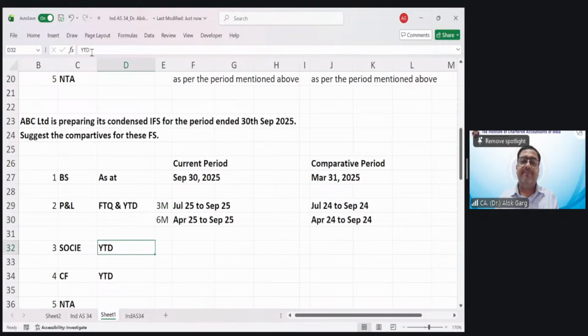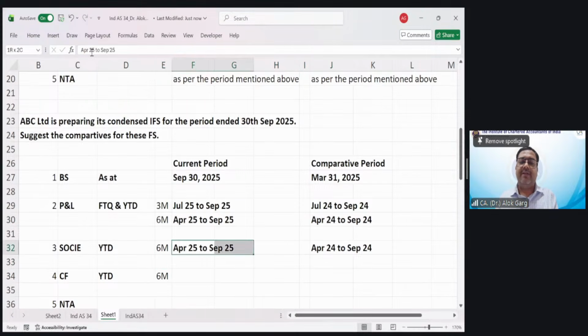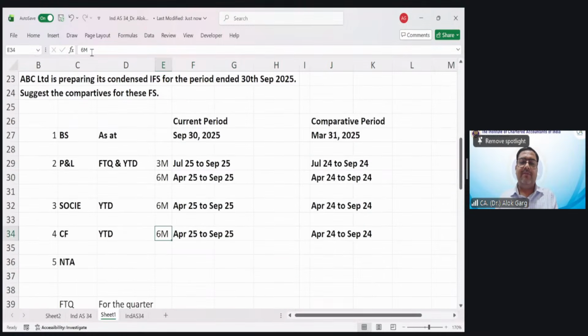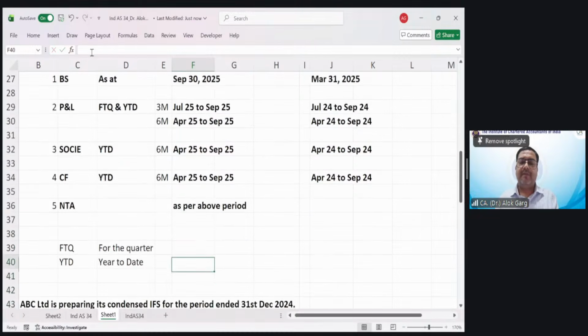Now YTD. See, the statement of changes in equity has to be YTD always. So the same, April to September 25, April to September 24. Cash flow has to be YTD always, April to September 25, April to September 24. And then notes are as per the above period. FTQ is for the quarter, YTD is year to date.